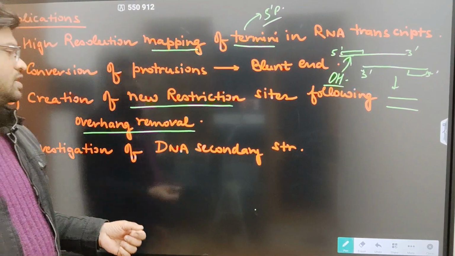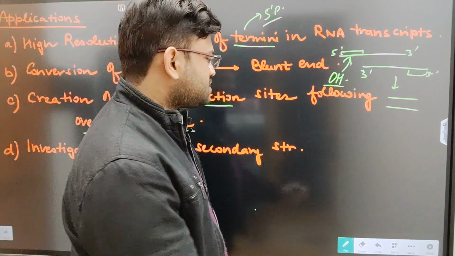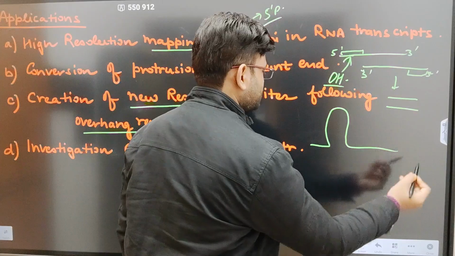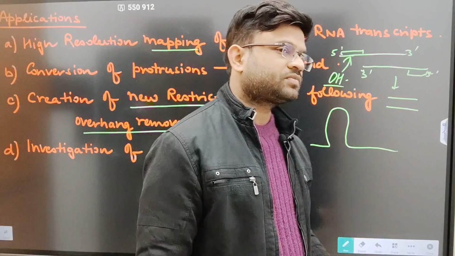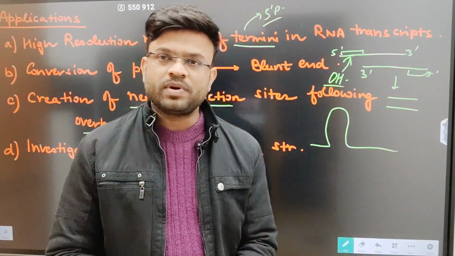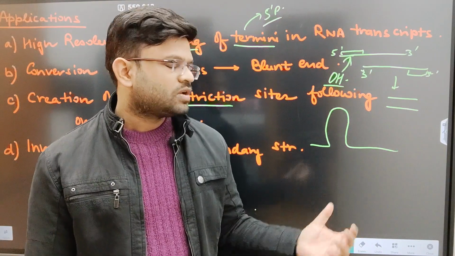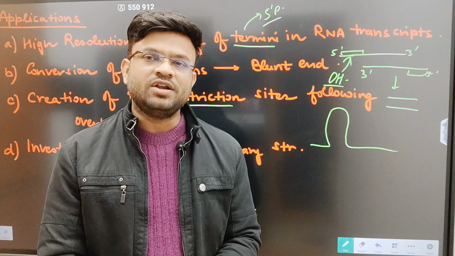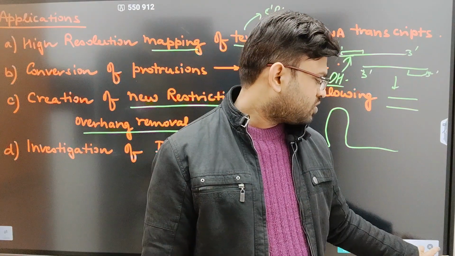Finally, investigation of the DNA secondary structure. What happens is, at times the DNA secondary structure can form like this. Suppose I am saying that a hairpin loop has formed, or something like this has formed. What you can do is, you can investigate, you can study this using the Mung bean endonuclease. Okay, why? Because it will be cleaving the single stranded structure.